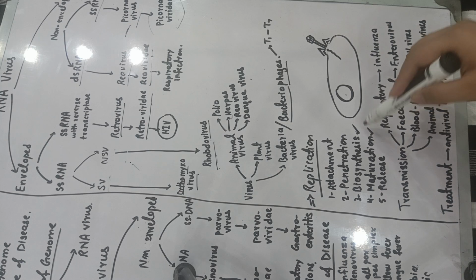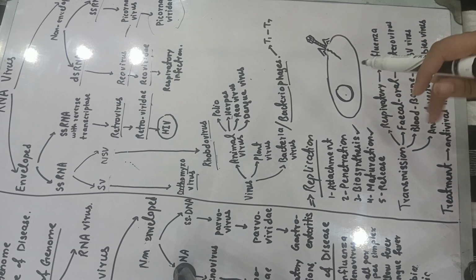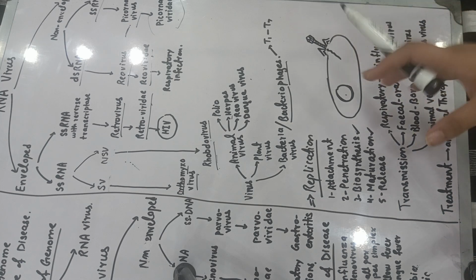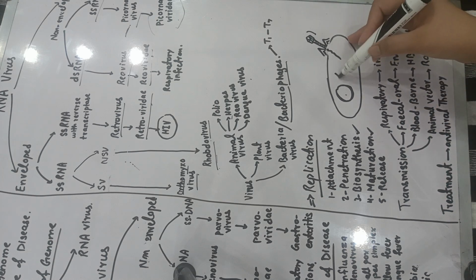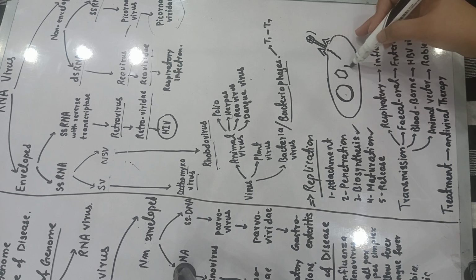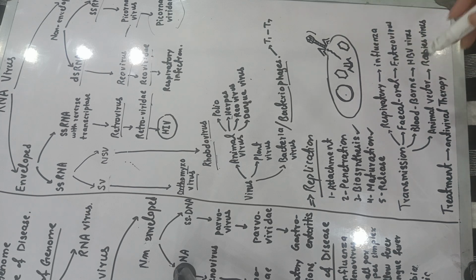Then after that there is maturation. In the maturation, the head and tail of the bacteriophage form. This is the head of the bacteriophage, this is the tail. Inside the bacterial cell, the head will mature itself and the tail will mature itself and form like this. So the components of the virus are formed inside the cell.